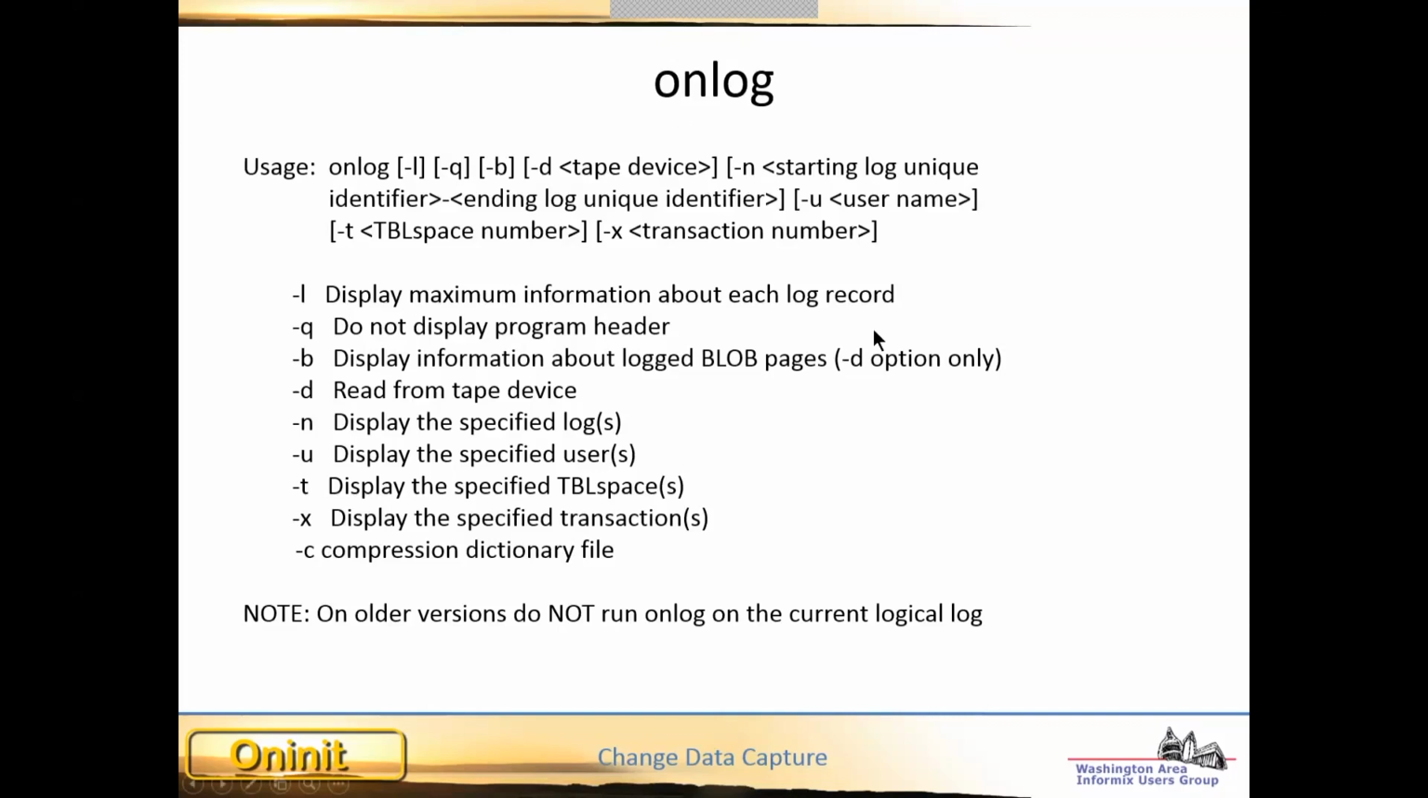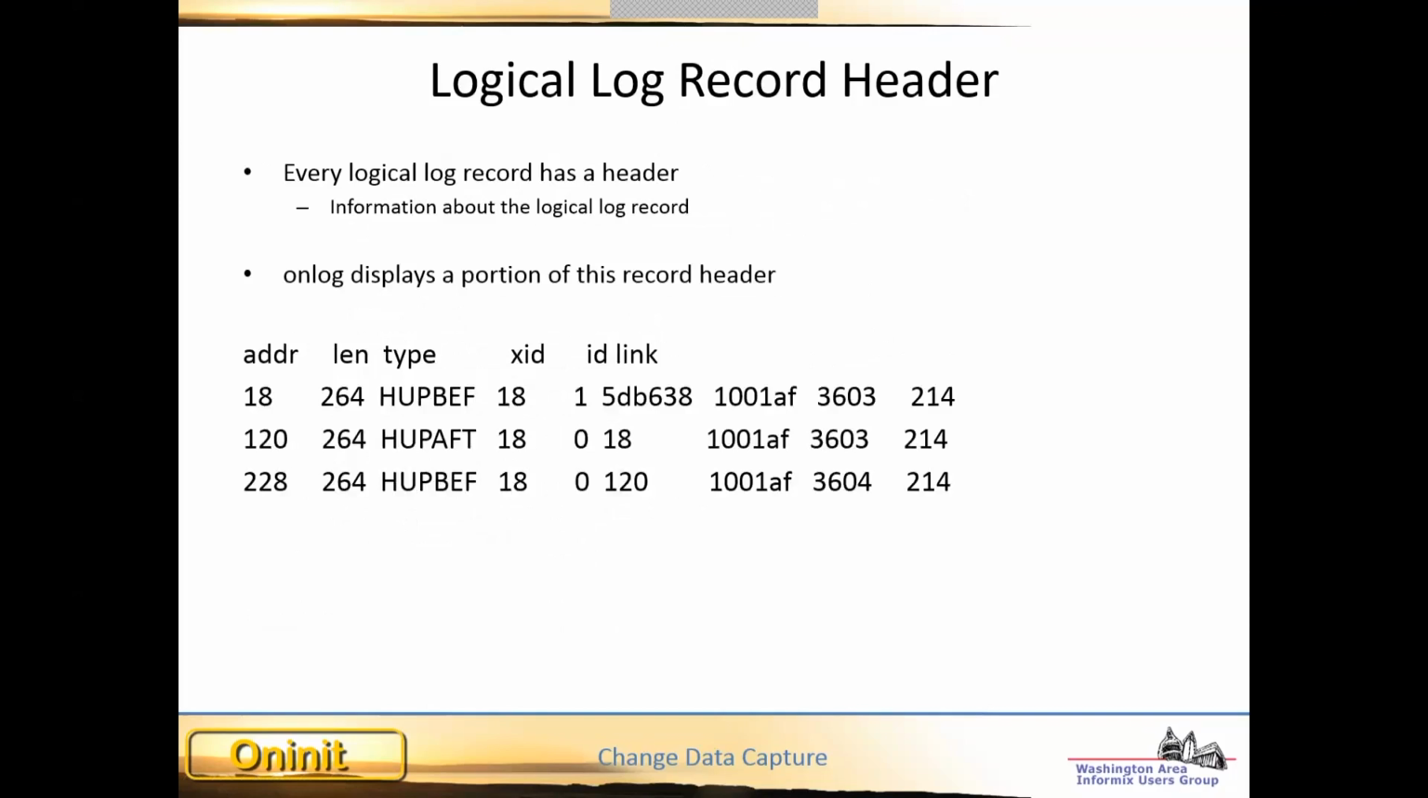So when you run onlog, what you will see is the logical log record header. Every logical log has a header, okay? The standard onlog will display a summary of each logical log record. And what we've got here on the screen is an address where the logical log record exists, its length, what type of log it is, various other information on the screen. A large number of the types are documented. Not all of them are, but some of them are.